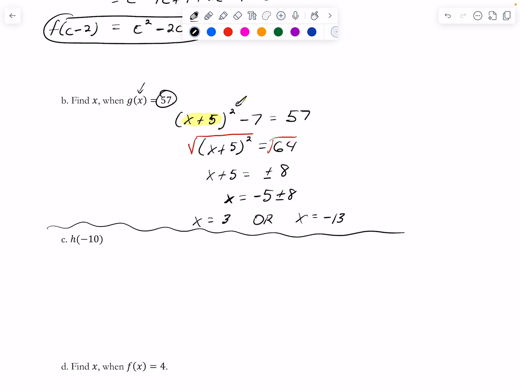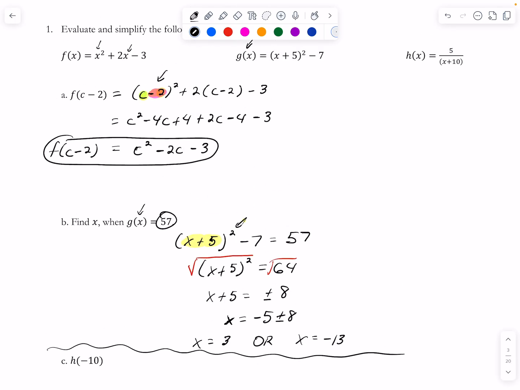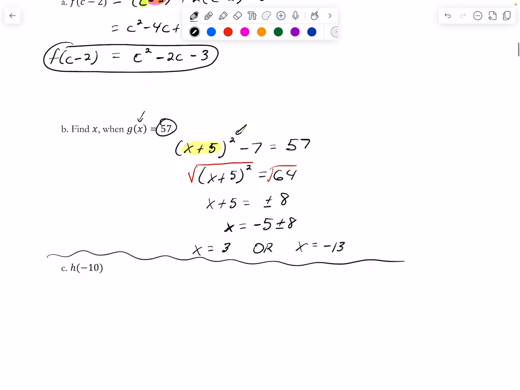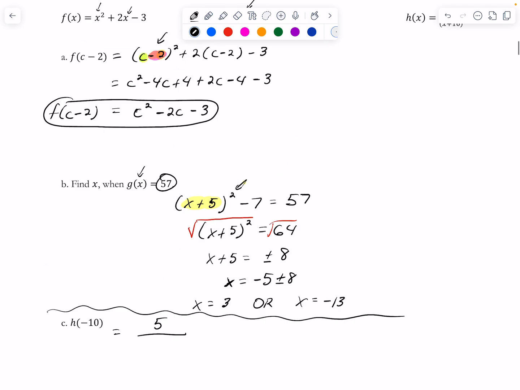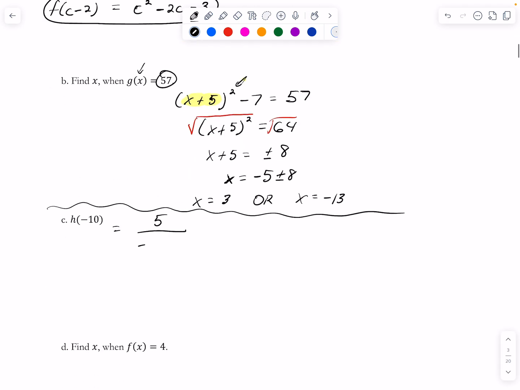Okay, let's go to C. For C, we're using the h of x function, and I'm plugging in negative 10. So it equals 5 over negative 10 plus 10. Now that's going to be 5 over 0, which is going to be undefined. Cannot divide by 0. So h of negative 10 is not able to be defined.